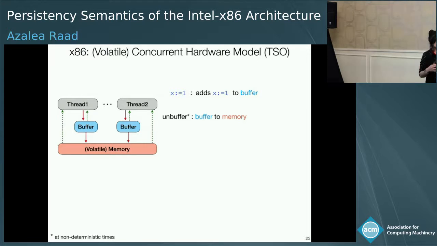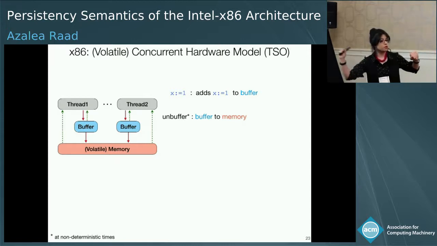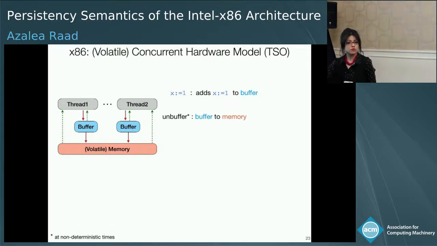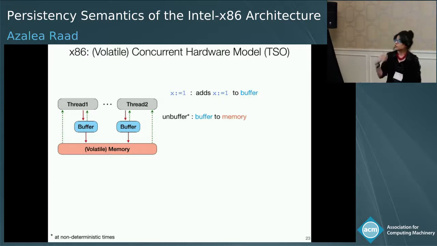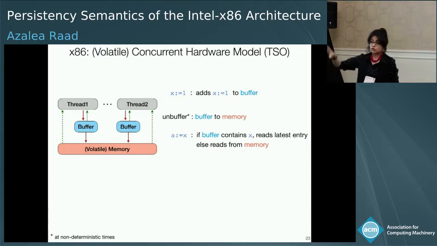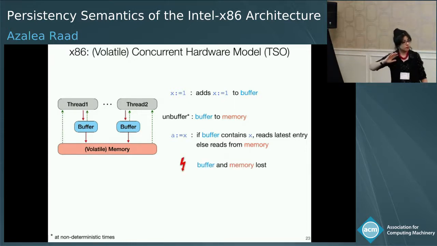So, in a nutshell, you can think of the concurrent x86 hardware as follows. I have my multiple threads of computation. Each one of them has its own thread local buffer that's only visible to the thread. And at the bottom, I have the memory. So, every time a thread issues a write, it will go to this thread local buffer. And at some future point, this write will be propagated to memory. And every time a thread issues a read, it will first check its own buffer. If there is an entry there, it will fetch it from there. If not, it will go to memory. And of course, this is the traditional x86 model, where everything is volatile. So if I have a crash, all of the information will be lost in the buffers and in the memory.